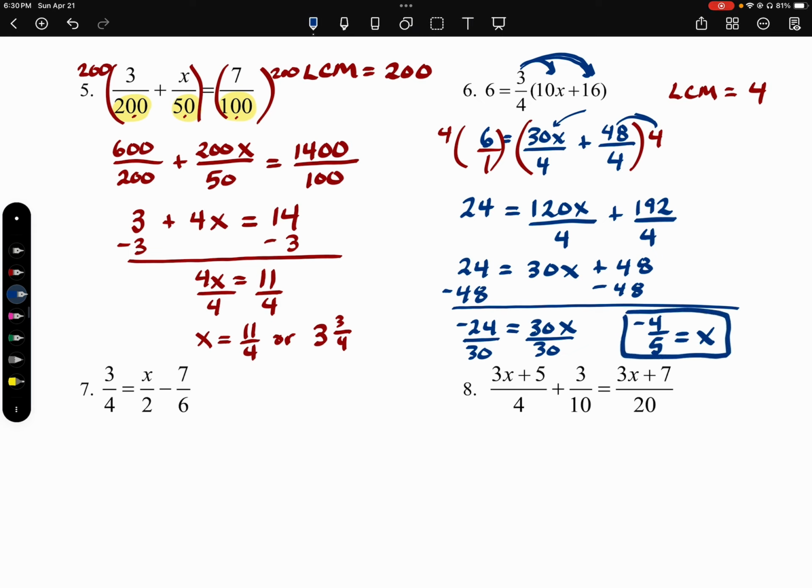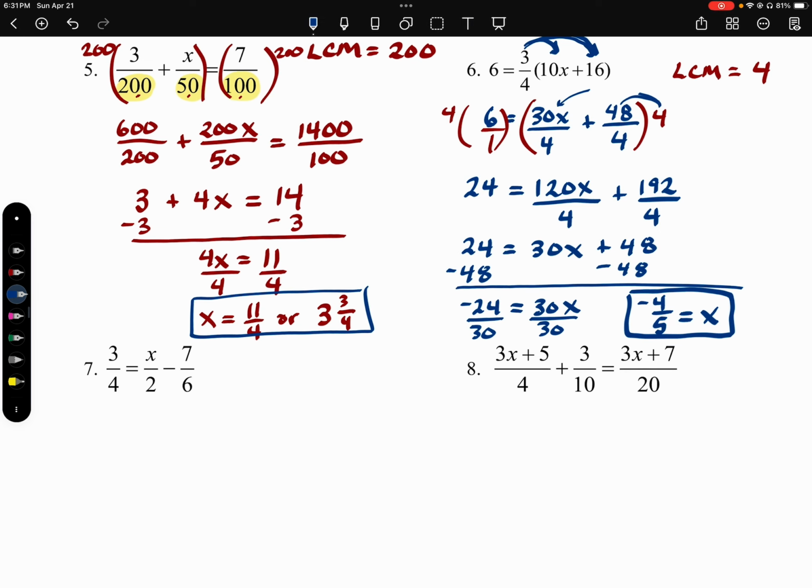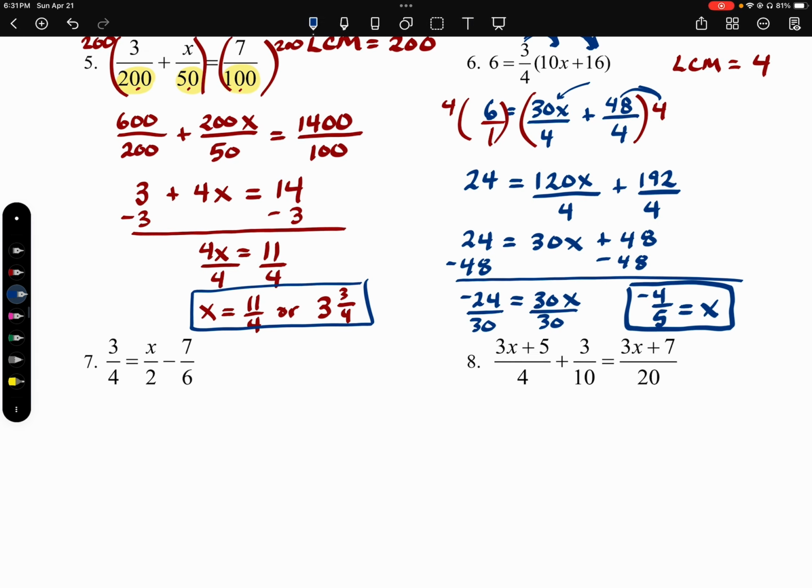All right, so let's go ahead and move into number 7. We have 3/4 is equal to x/2 minus 7/6. With this one, we look at 4, 2, and 6. They don't all go into the same number right now, so we're going to have to come up with the least common multiple. In this case, hopefully you found that that was 12. So we'll go ahead and multiply everything times 12.